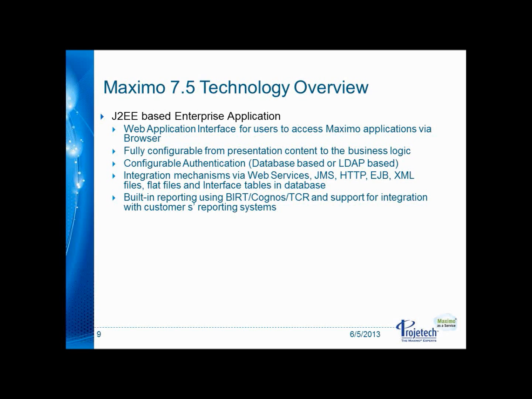The built-in reporting, I mentioned BIRT before, but Cognos is another option. This is reporting software that IBM acquired a few years ago. It is now available with 7.5. It's part of the application. You don't have to purchase it separately, but you do have to basically do a couple of things to make it available to the end users.